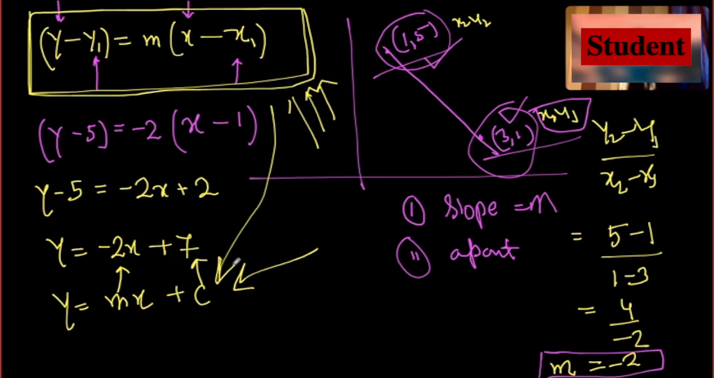Any trouble? No. I will give you one question and we'll solve it and we'll finish the session. Write the equation of a straight line, if the line passes through 2 points, which are (1, 2) and (2, 1).